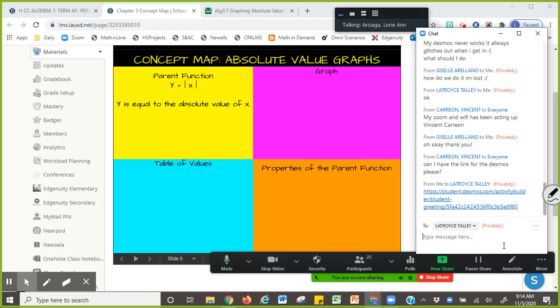So the function I made you graph right now is called the absolute value function. Okay, and the parent function, meaning the original function, is written as y is equal to absolute value of x. Okay, so that's how you read it. So let's try to sketch the graph that you saw on Desmos. Am I sharing this? Do you see my writing? I'm making an x and y axis.